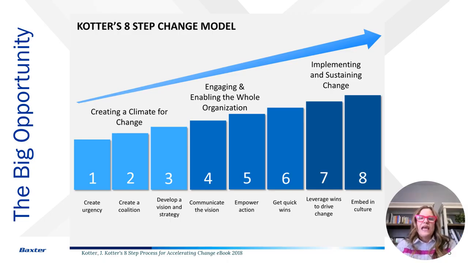It's called the big opportunity. And when we think about changing processes in an institution, there are so many steps we need to think about. We need to think about creating that climate for change, creating urgency, creating a coalition, developing a vision and a strategy, and then engaging and enabling the whole organization, right? Communicate that vision, empower action, get quick wins, and then implement and sustain that change. And sometimes that can be the hardest, sustaining, right? But leverage wins to drive change and really embed this into your culture so that change can continue and sustain.